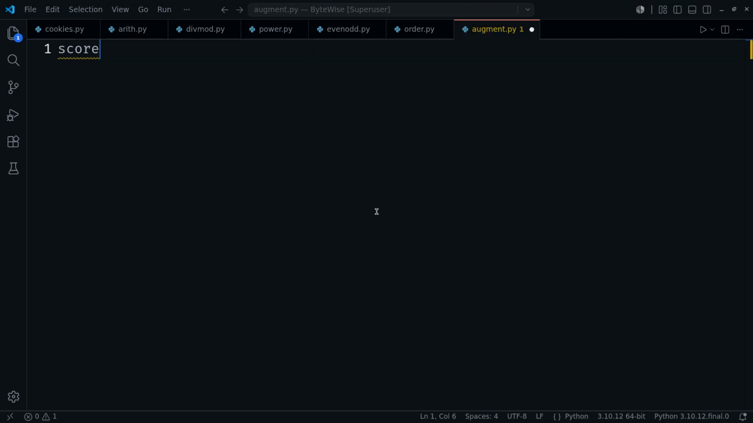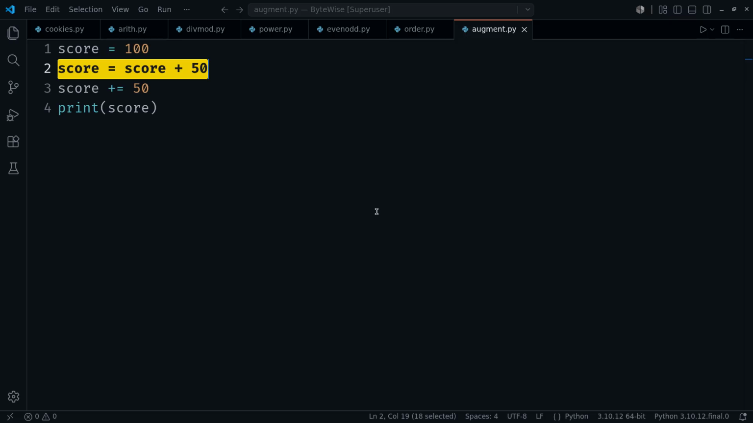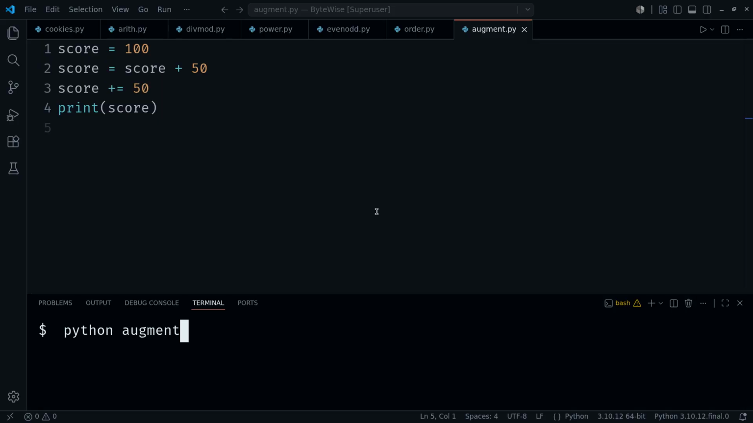A shortcut you'll use everywhere. When a variable updates based on itself, there's a cleaner way. Updating a variable from itself, score becomes score plus 50. Works, but wordy. Plus equals does the same in half the space. Bump score up by 50. 200. 100 plus 50 plus another 50. The same shortcut works for all the operators.